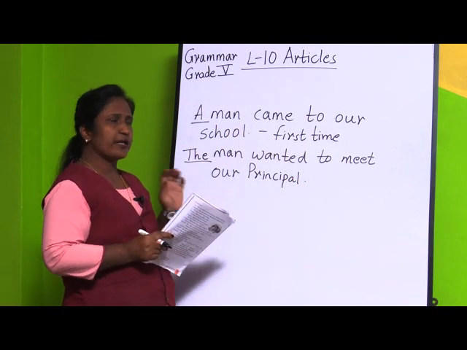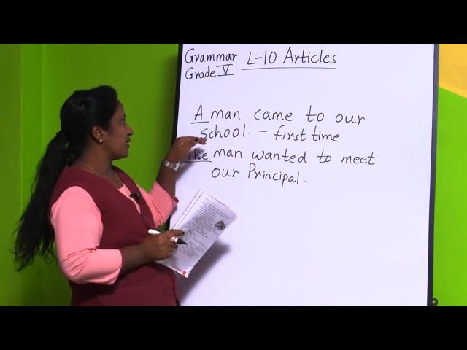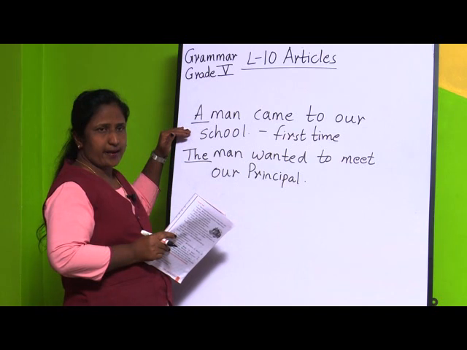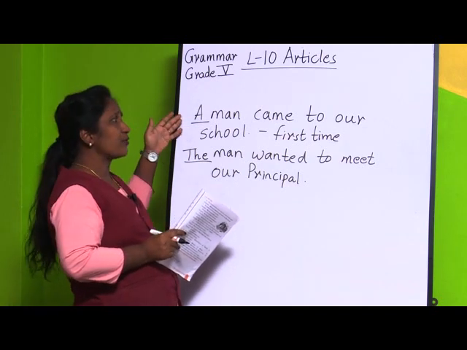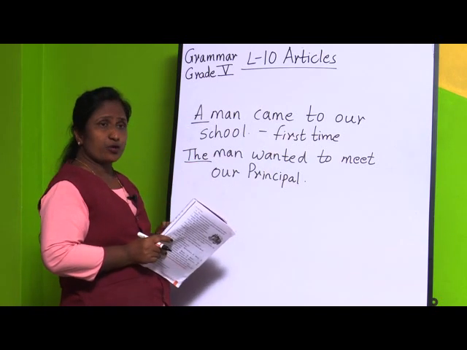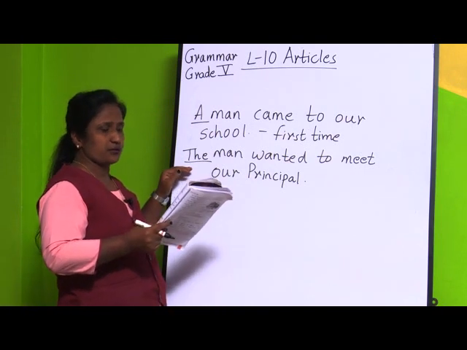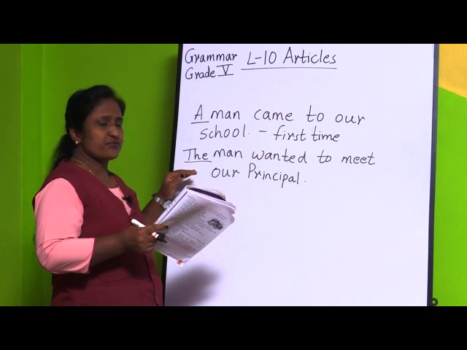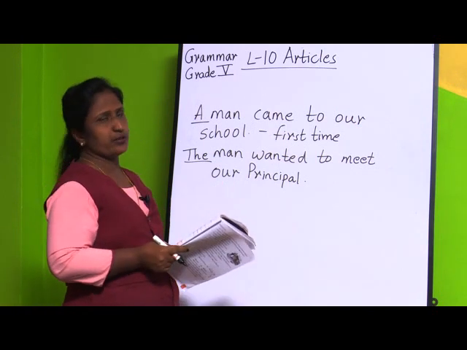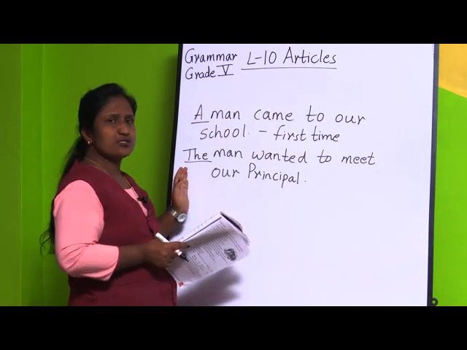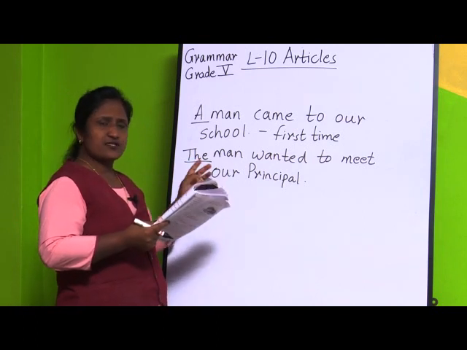When we are talking about any person or anything for the first time, we use a or an. But when I am talking about them the next time or second time, we use the word the, article the, because we are talking about the particular man only. So, that is why we use the article the. This is the first rule.